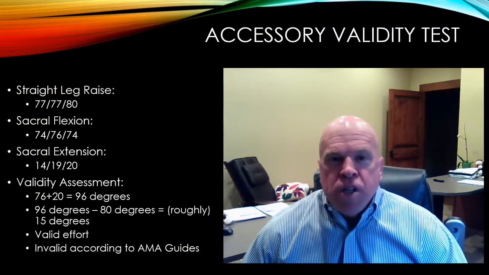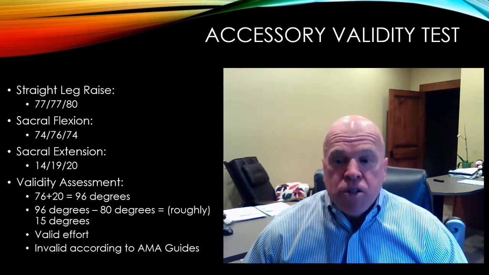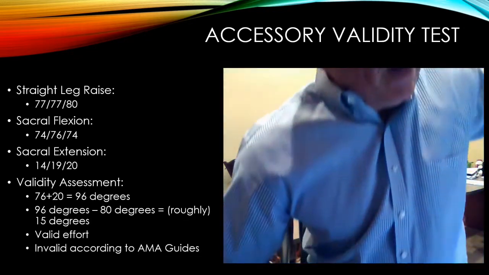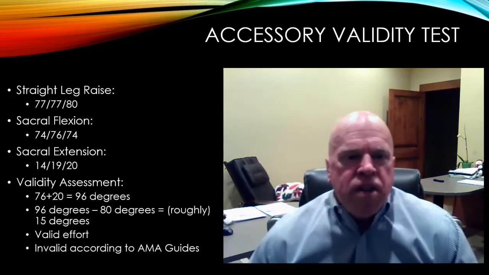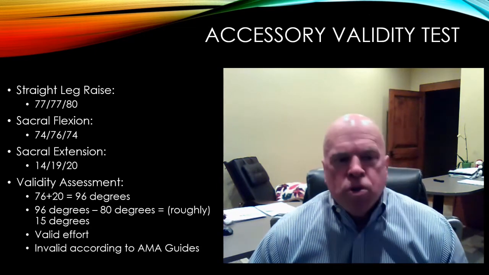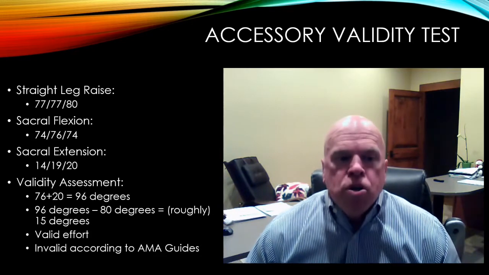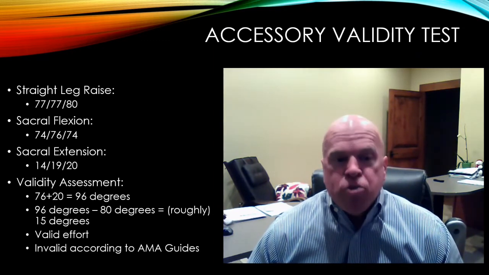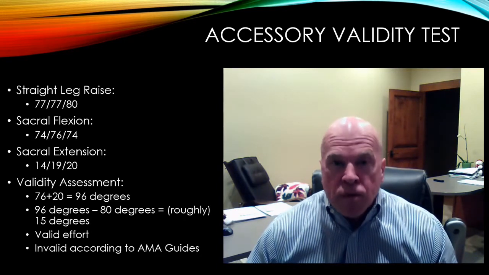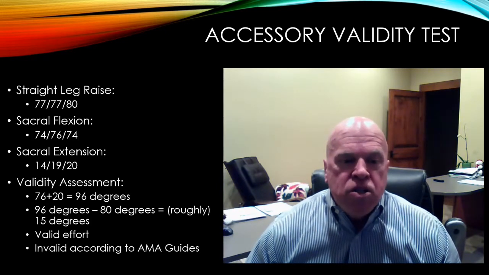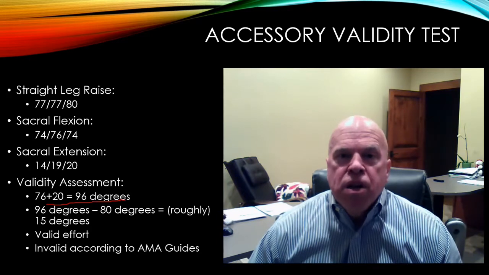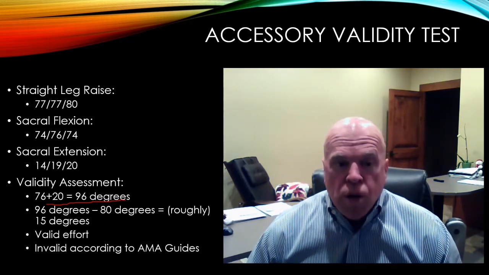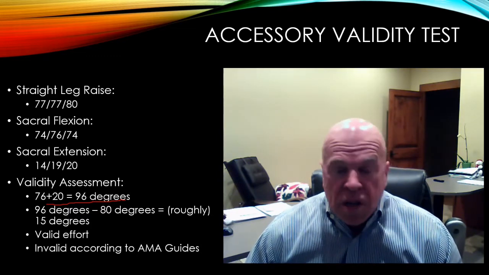Okay, so let's review the measurements and let's make our assessment as to this particular examinee's sincerity of effort on lumbar flexion and extension testing. So this examinee had straight leg raise measurements of 77, 77, and 80 degrees. And the sacral flexion angles were 74, 76, 74, with sacral extension angles of 14, 19, and 20. So we're going to take the sum of the sacral flexion and extension measurements. Let's take the largest of the two, with 76 for sacral flexion, 20 for sacral extension. 76 plus 20 equals 96 degrees. We're now going to compare 96 degrees to the maximum straight leg raise angle, which is 80 degrees. 96 minus 80 degrees is 16 degrees.